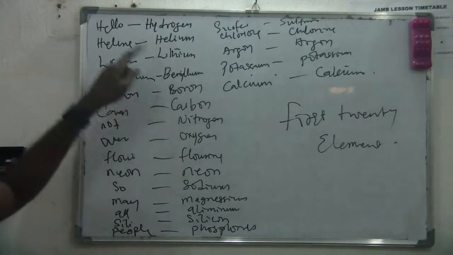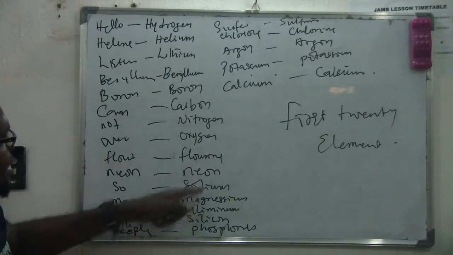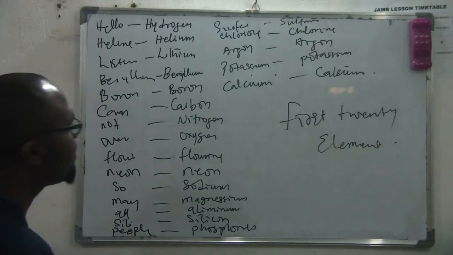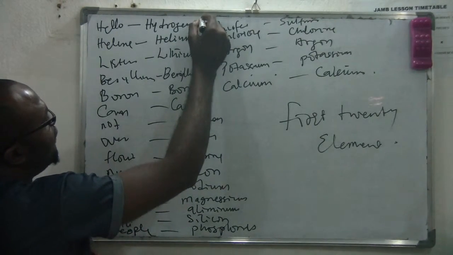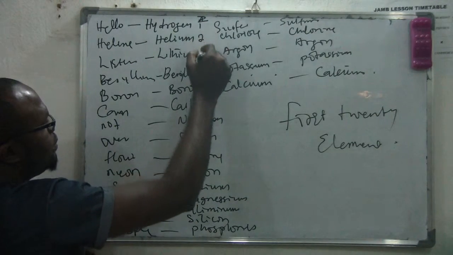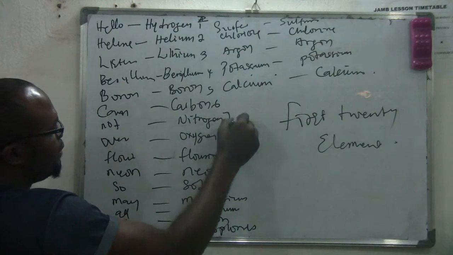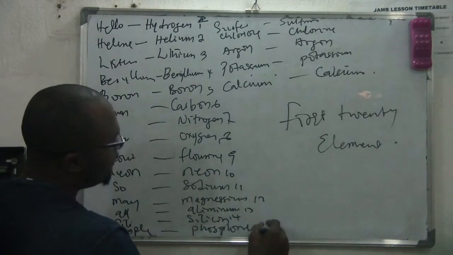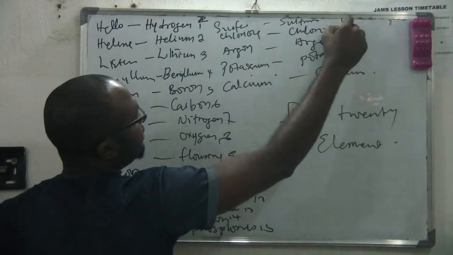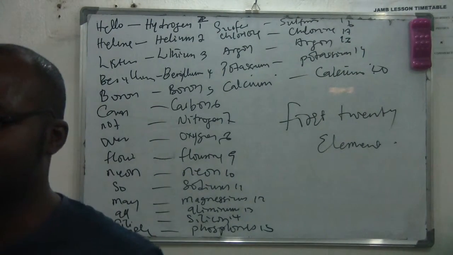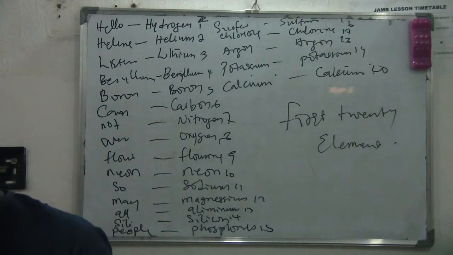So with that simple song, you can simply write down the first 20 elements of the periodic table. And that means the atomic number Z for the first one is 1, and then 2, 3, 4, 5, 6, 7, 8, 9, 10, 11, 12, 13, 14, 15, 16, 17, 18, 19, 20. So if somebody asks you what is the atomic number of calcium, the answer is 20.